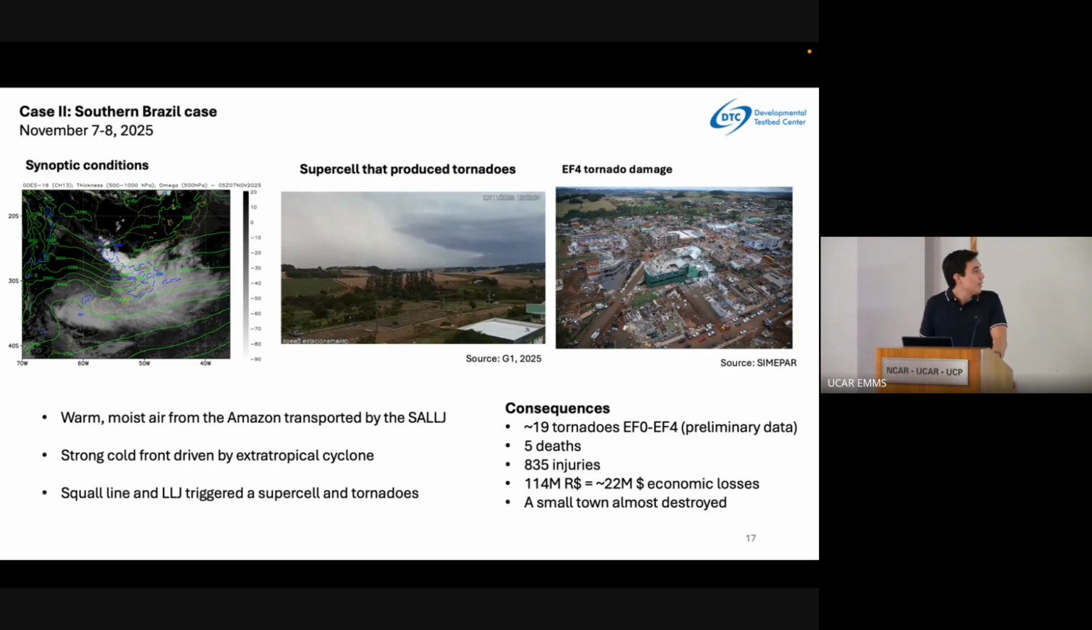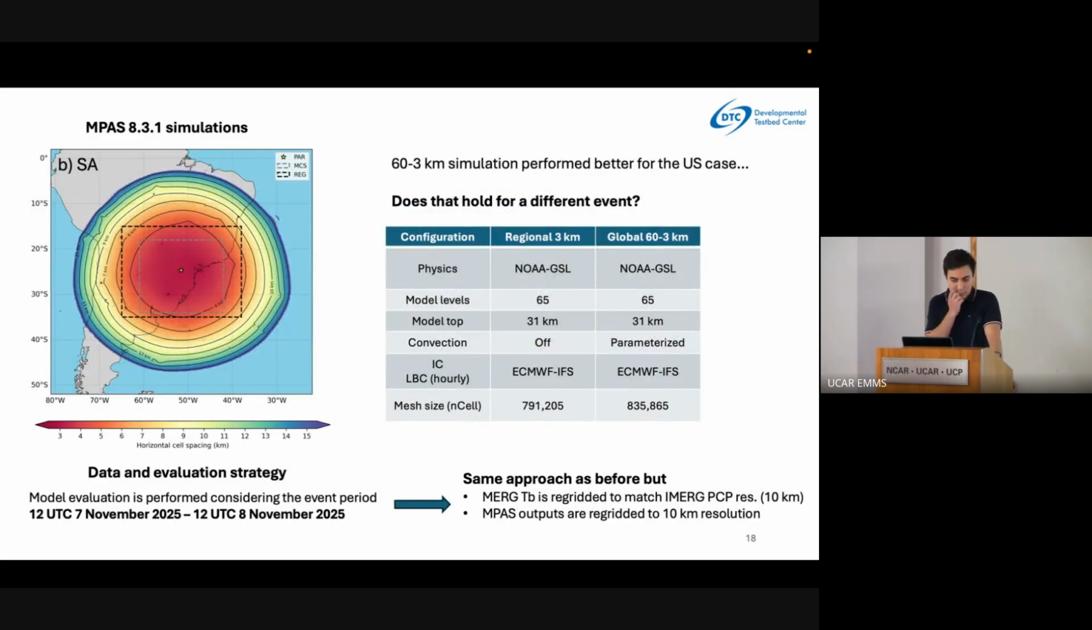Yeah. So, and we had $22 million in economic losses. So the question here is, the 63 kilometer simulation performed better for the US case. But the question is, does that hold for a different event in a different environment, but still a similar storm?